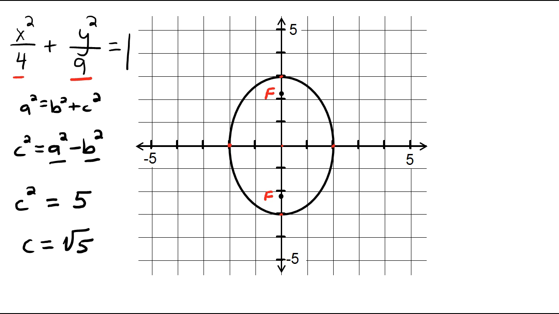So if you want to write your coordinates over here, this is going to be 0, comma, radical 5, and this is going to be 0, comma, negative radical 5. Now if I have to graph those, I'm going to have to estimate. Radical 5 is about 2.2, and that's why you see the points here and here. Okay, let's look at another one.